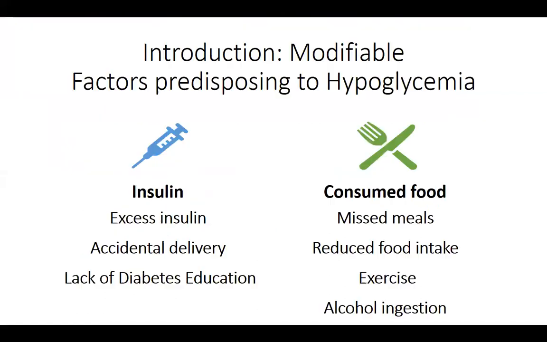So moving on, let's talk about modifiable factors that we think can dispose one person to having a hypoglycemic episode. Again, like I talked about, hypoglycemia happens when there's a mismatch between insulin and consumed food. But let's talk about insulin.